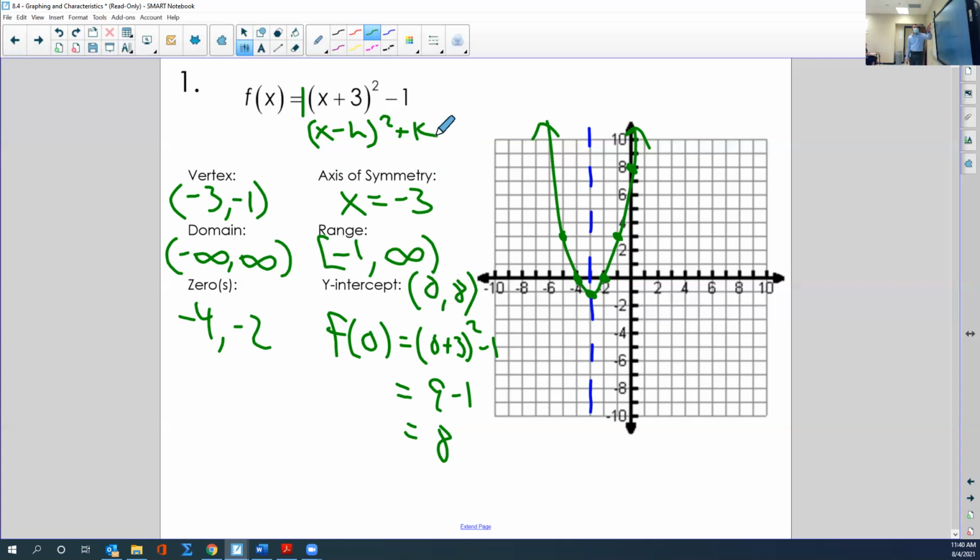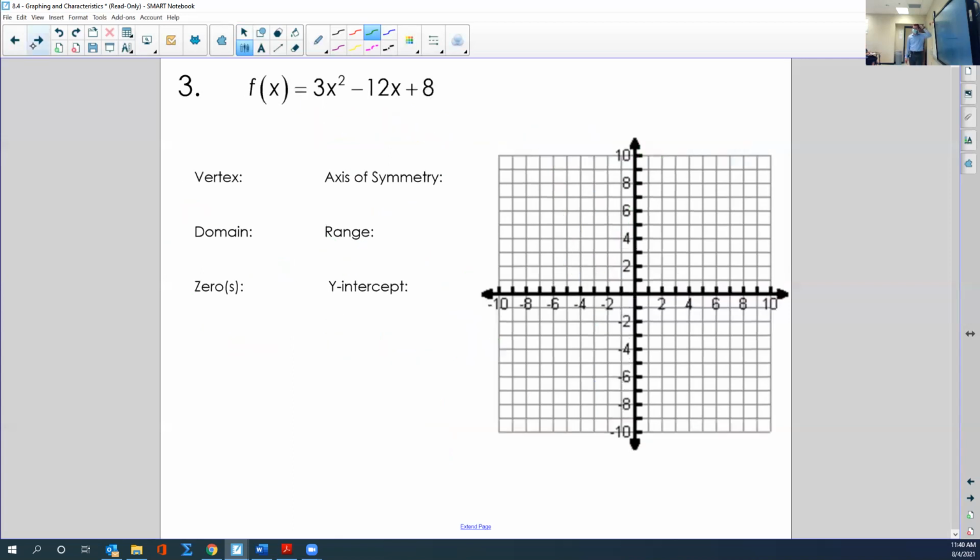All right. I do want to get through these, so we're going to go into this format. We're going to go f of x equals 3x squared minus 12x plus 8.